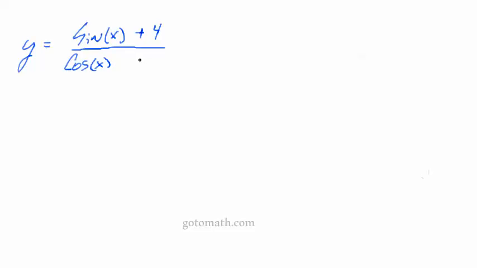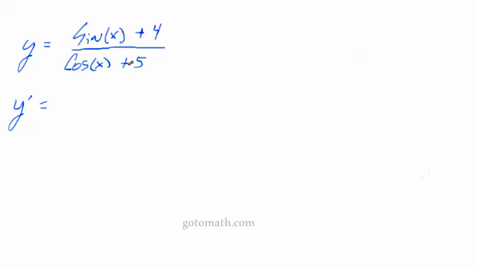Okay, let's go back to blue. Okay, so we have y is equal to, that almost looks like a g, but we'll say it's y, is equal to sine x plus 4, and that's all over cosine x plus 5. So we're going to be using the quotient rule.